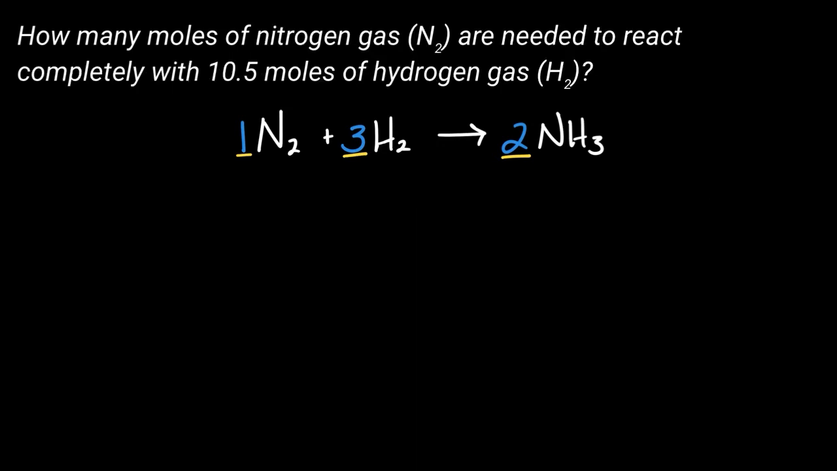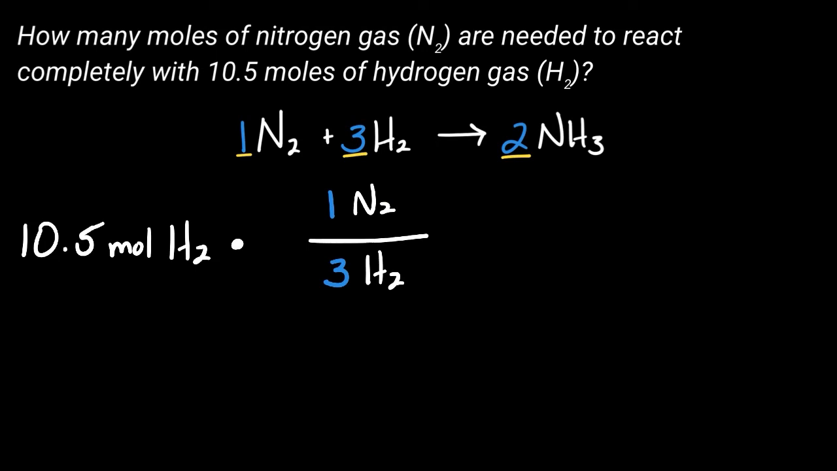Okay, let's do another example with the same equation. How many moles of nitrogen gas are needed to react completely with 10.5 moles of hydrogen gas? So again, I'm going to set this up just like any dimensional analysis problem. I'm going to take my 10.5 moles of H2. I'm going to multiply that by the mole ratio, and I'm going to set my mole ratio up as N2 over H2. So that's 1 N2 over 3 H2s.